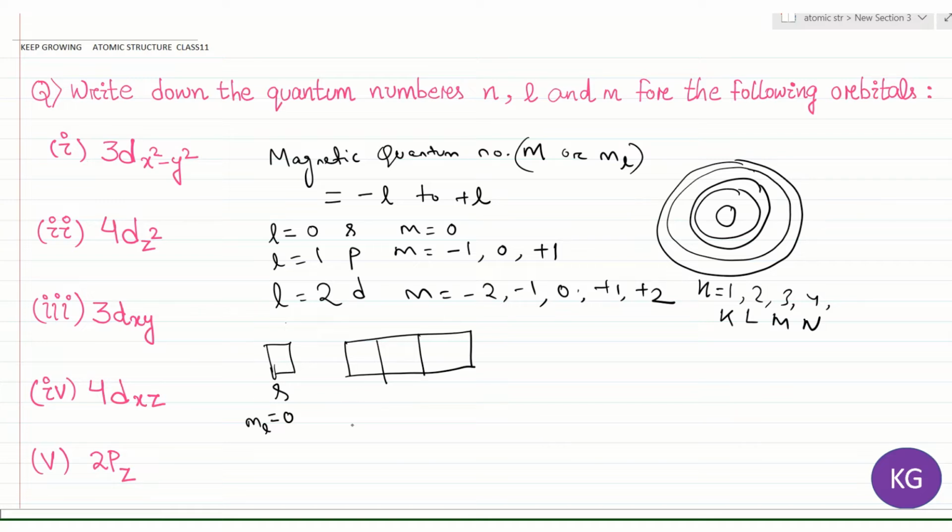And this is for the p orbital. For the p orbital, l is equal to 1 and the magnetic quantum number value is -1, 0, +1. So here is a question: which is -1, which is 0 and which is +1. There are 3 orbitals of p, px, py and pz.